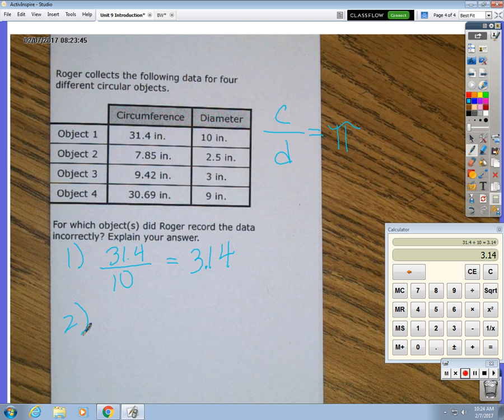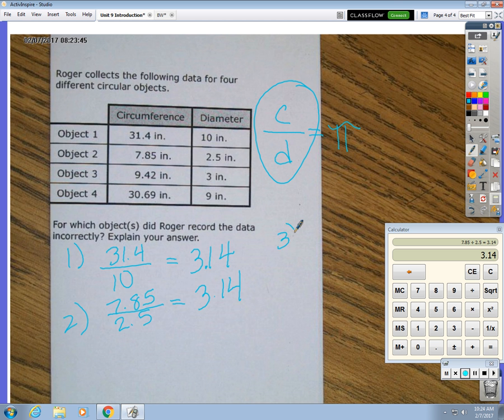Okay, object 2, what would we need to do? What would we need to write down? 7.85 divided by 2.5. Very good. Circumference divided by diameter. Does it matter which number's on top? Yes. Circumference. What has to be on top? Circumference. What has to be on bottom? Diameter. Because pi comes from the ratio of a circle's circumference to its diameter. Circumference to diameter, not diameter to circumference. So we get 7.85 divided by 2.5. Object 2 is correct.